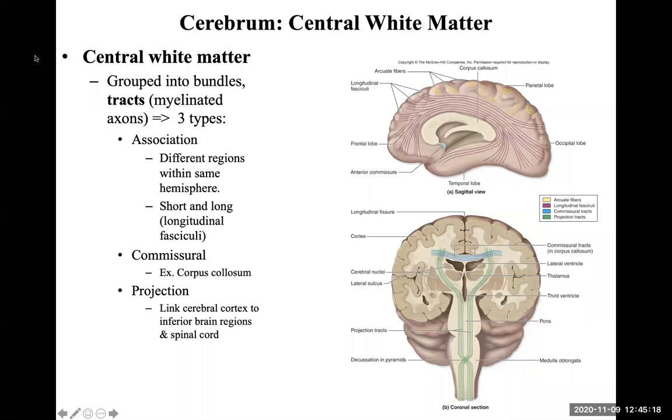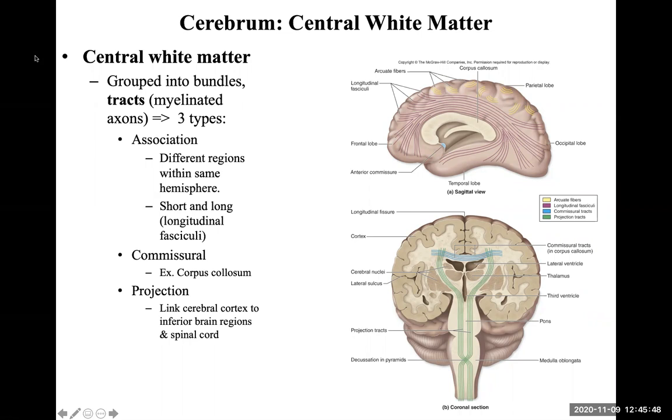Okay, so now we're going to start talking about some of the different structures that we find in the brain and the functions they are responsible for. So, central white matter. We know because we've talked about it that white matter is white because of myelination, right? When we talk about groups of axons within the central nervous system, we call those tracts.